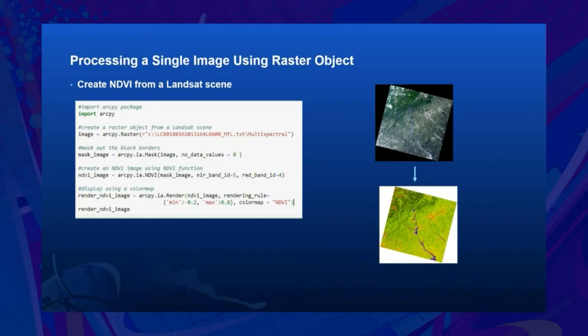So first it imports the ArcPy module and creates a raster object from the product file using arcpy.Raster. Then it uses the mask function to mask out the black pixels by setting the no data value to be 0. And then it uses the NDVI function to compute an NDVI raster and displays it with a color map. So with a few lines of code, you get your result. And all the processing is done on the fly. We didn't save any step.